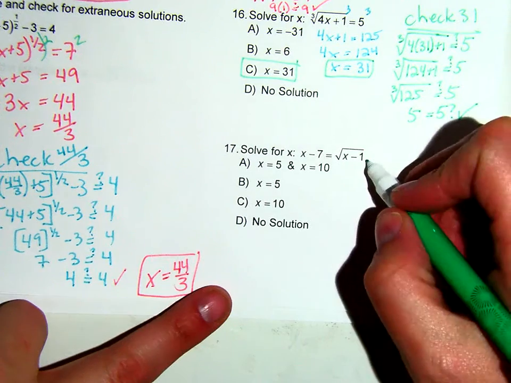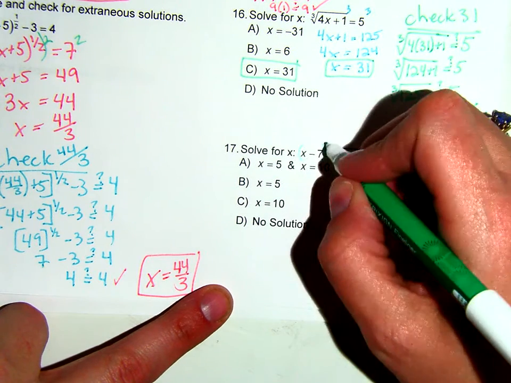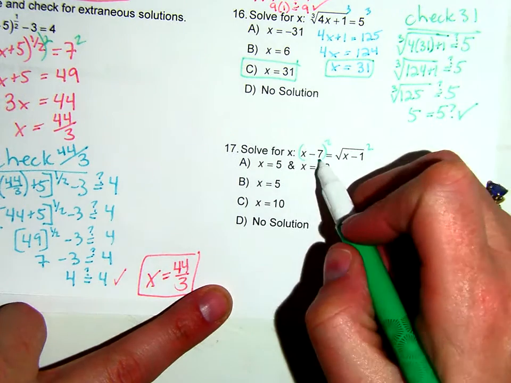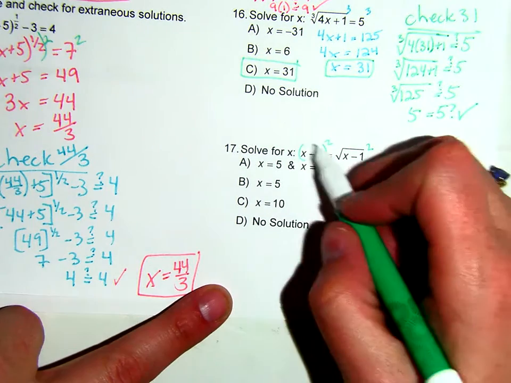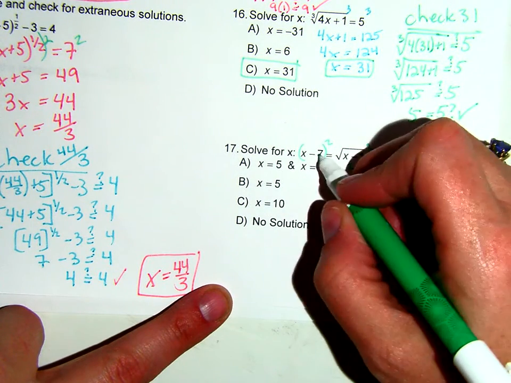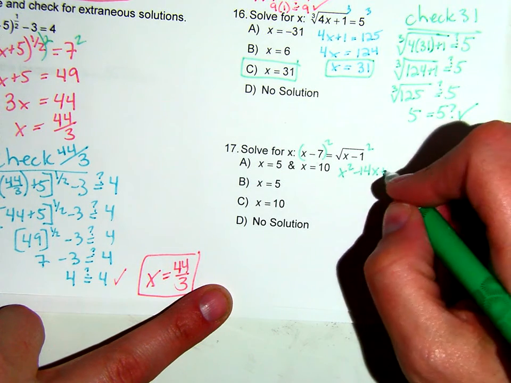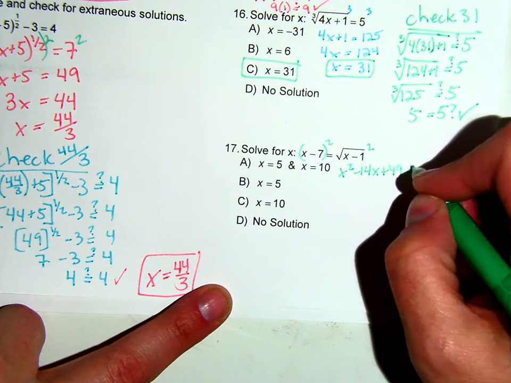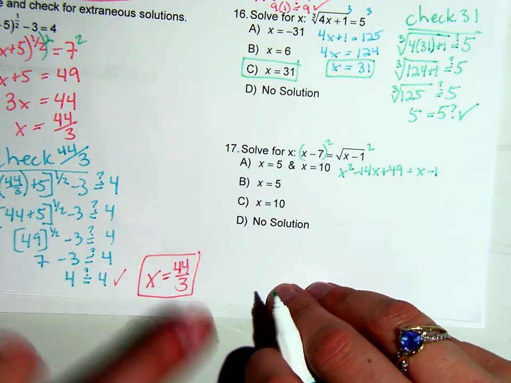We have to get rid of the square root, so we are going to square both sides of the equation. This is a binomial, so in order to square it, we have to add those parentheses. This is a perfect square, so we're going to square x, multiply together and double to get negative 14x, square the 7. The square root and square cancel, so we are left with x minus 1.